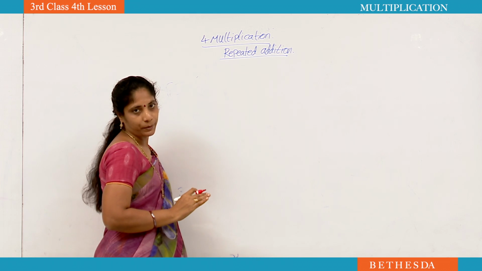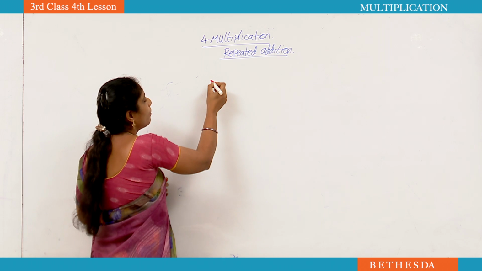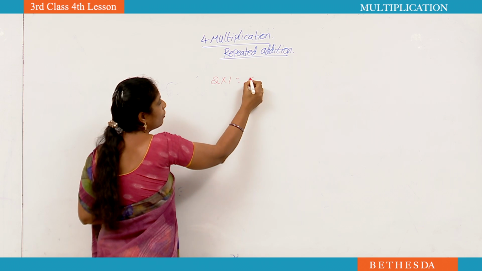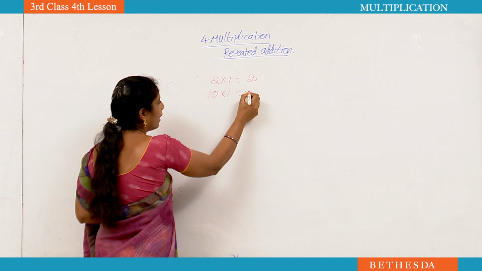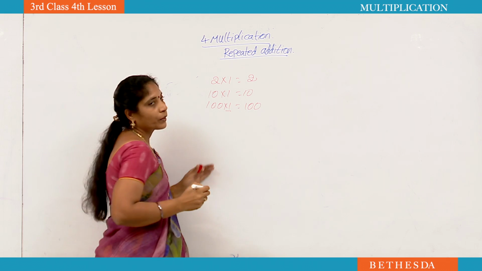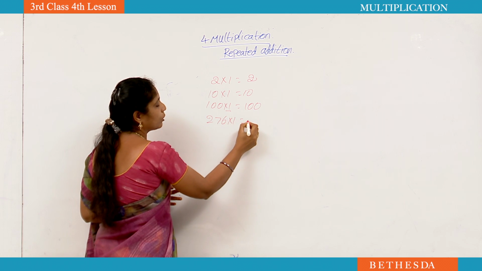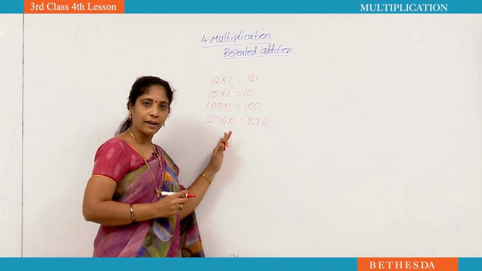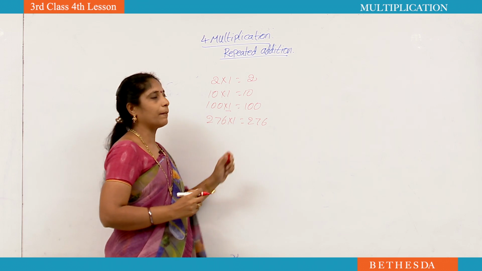Properties means quick tips. Already I taught you for addition and subtraction yesterday. You can see here what are the quick tips for multiplication. If you multiply any number with 1, we will get the same number. 2 ones are 2, 10 ones are 10, 100 ones are 100. For example, 276 into 1 is equal to 276 only. 544 into 1 is equal to 544 only.